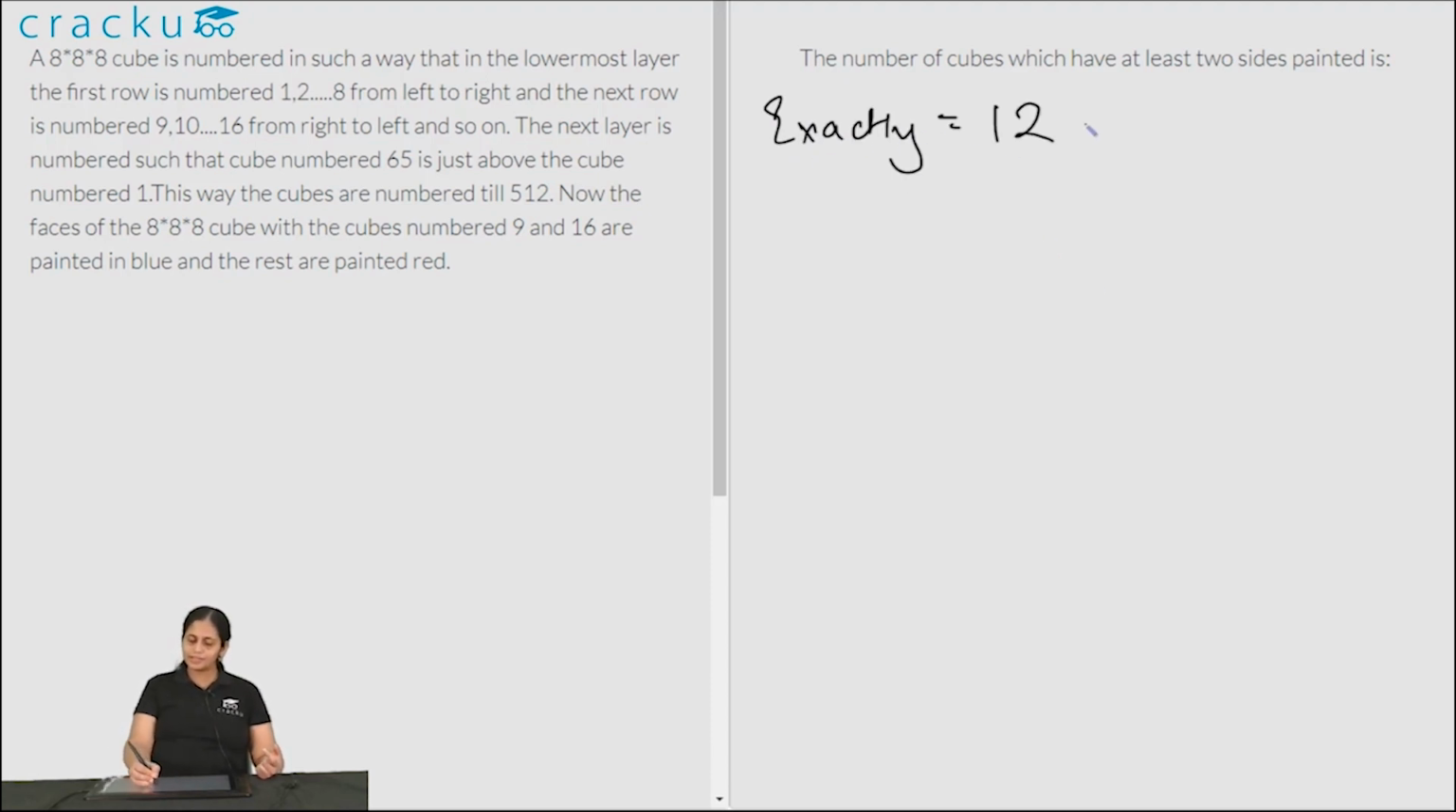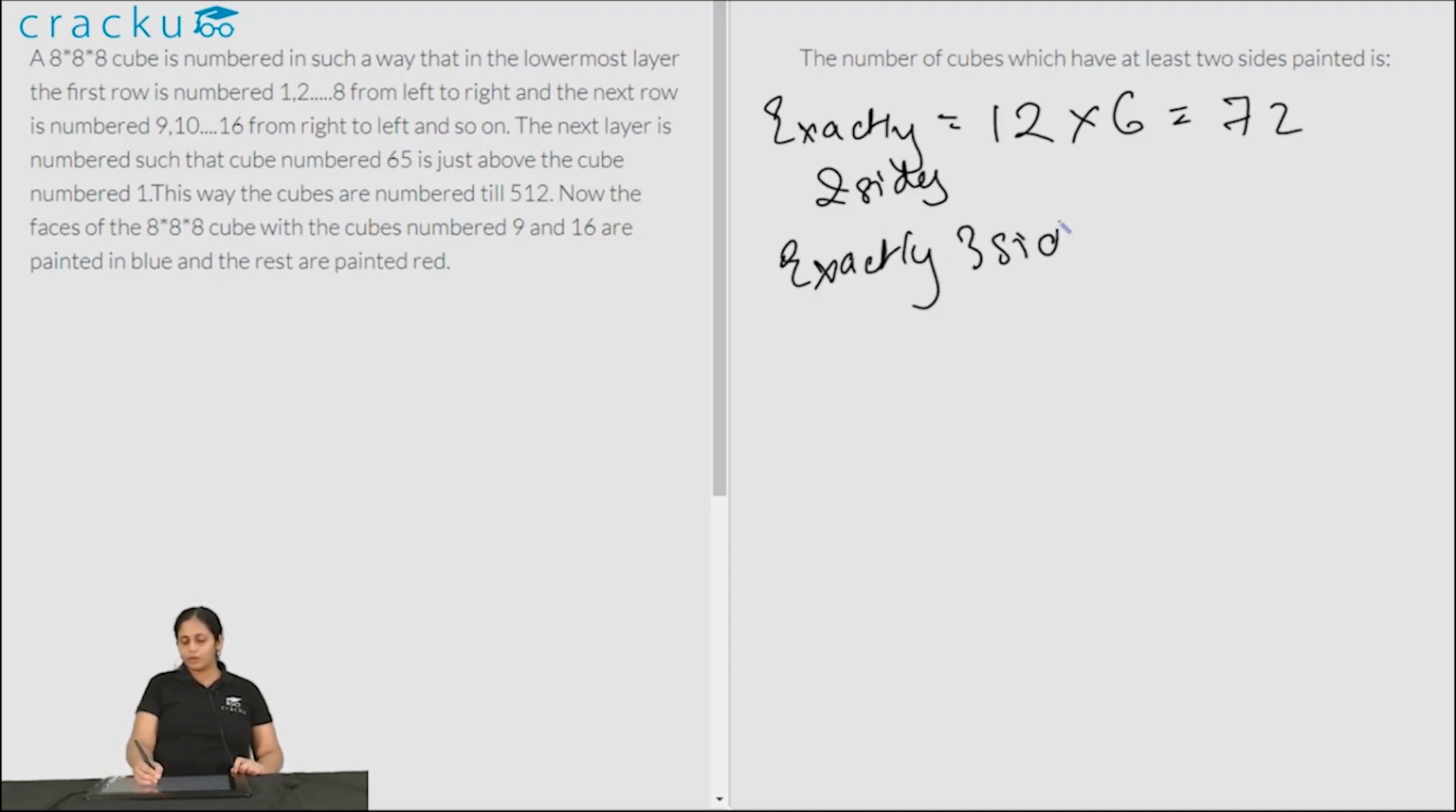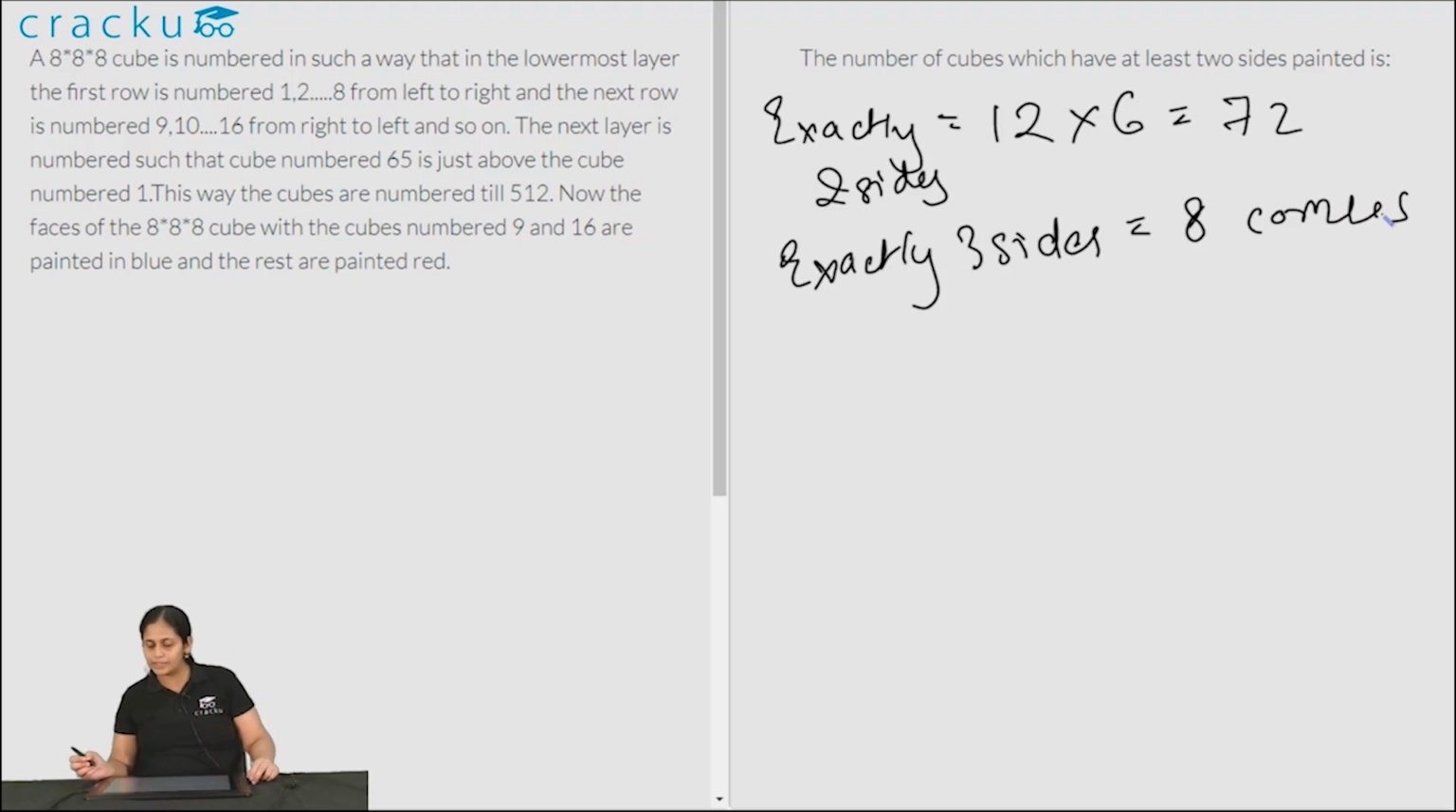There are 12 edges, and each edge has 6 cubes if you ignore the corners. So exactly 2 sides painted would be 12 times 6, which is 72, and exactly 3 sides painted would be the 8 corners. So the total number of cubes which have at least 2 sides painted is 72 plus 8, which is 80. So the right answer to this question is option 80.